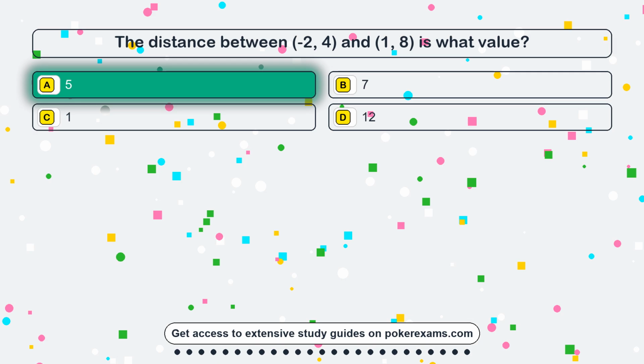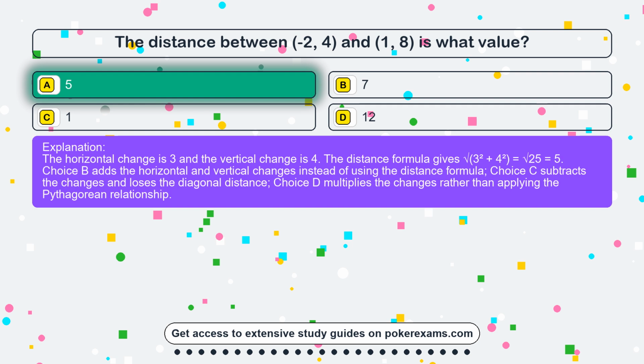The correct answer is option A, 5. The horizontal change is 3 and the vertical change is 4. The distance formula gives the square root of 3 squared plus 4 squared, which equals the square root of 25, equals 5. Choice B adds the horizontal and vertical changes instead of using the distance formula, choice C subtracts the changes and loses the diagonal distance, choice D multiplies the changes rather than applying the Pythagorean relationship.